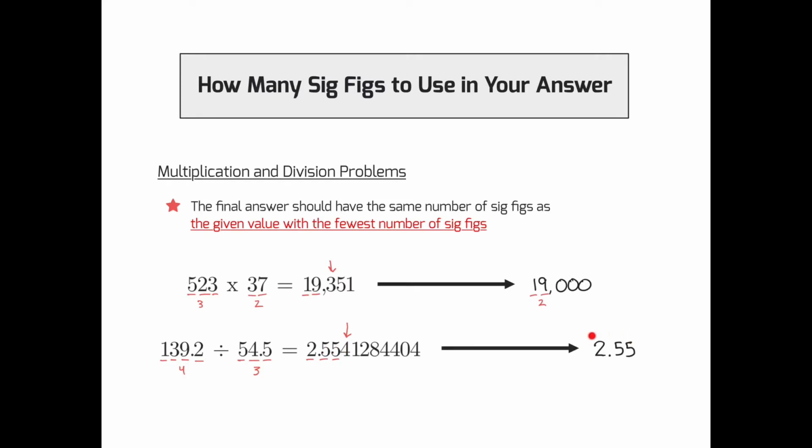And what we get is 2.55, and we double check. 1, 2, 3 sig figs. So we have 3 sig figs in our final answer, which is the same as our given value with the lowest number. So this is our answer.